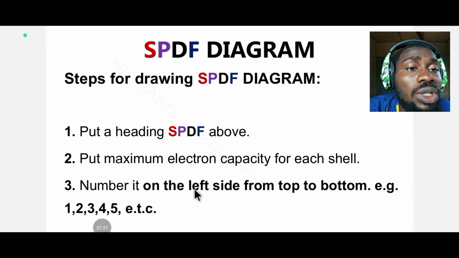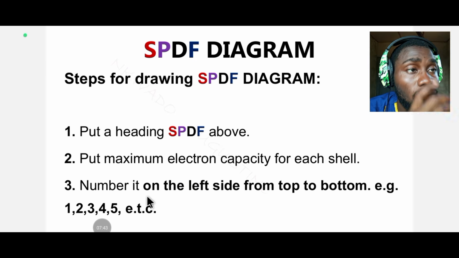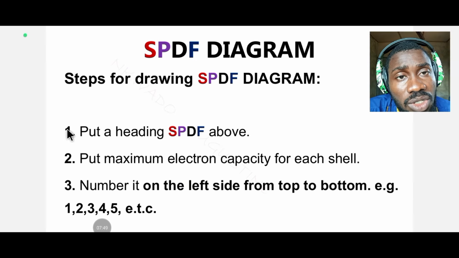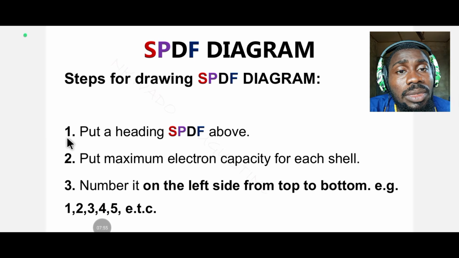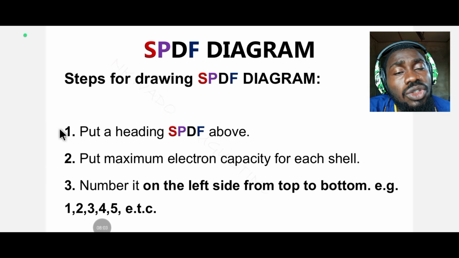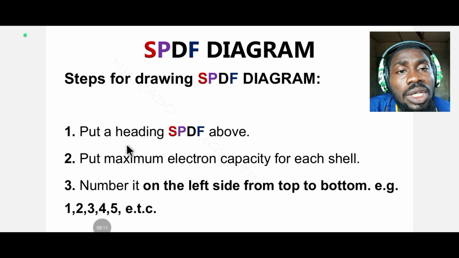Number it on the left side from top to bottom. For example, 1, 2, 3, 4, 5. So you are numbering it serially on the left side, just like the way these steps were numbered. Number 1, number 2, number 3, and so on. You number them from top to bottom.